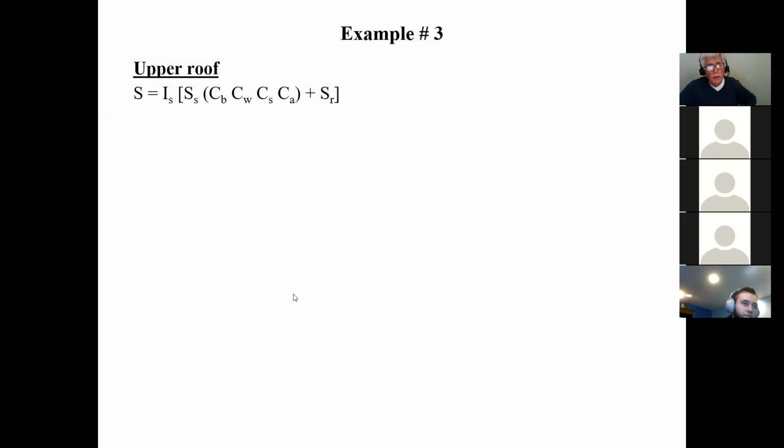And therefore, I know that I'm designing a hospital. Therefore, the importance factor is 1.25. Now, SS and SR.